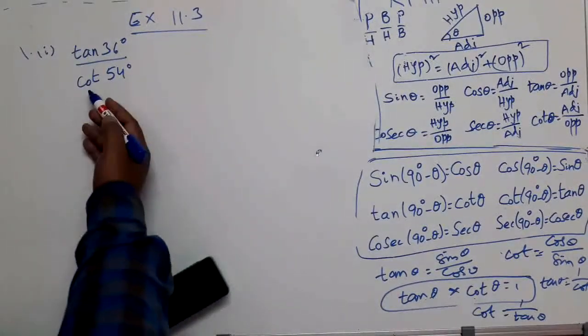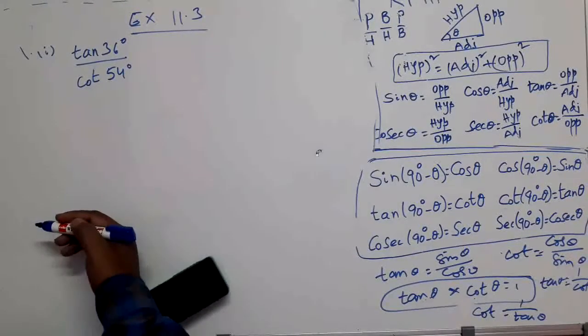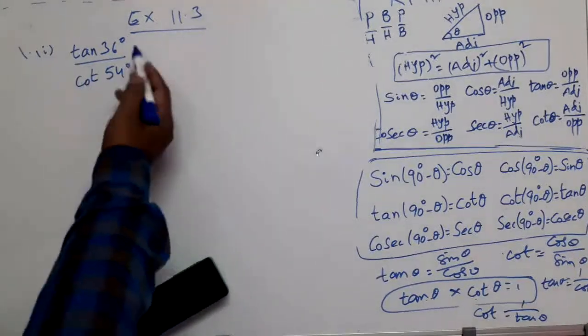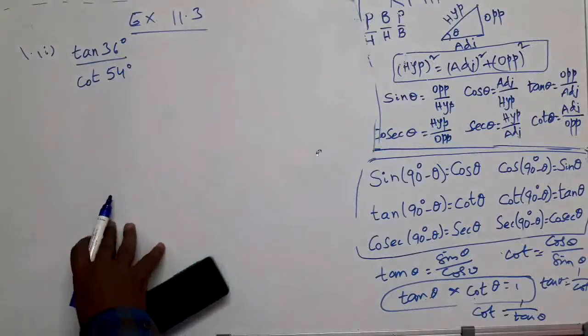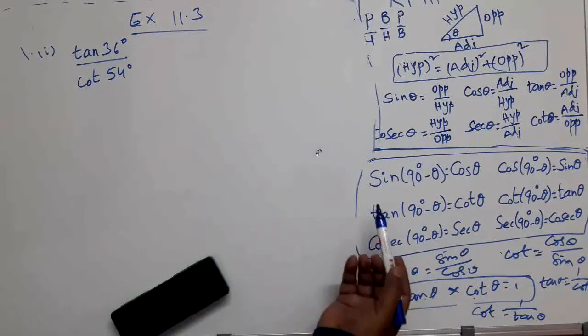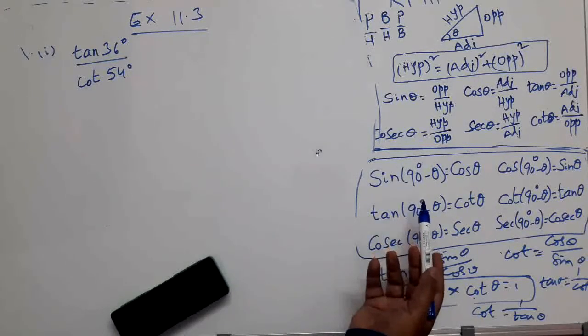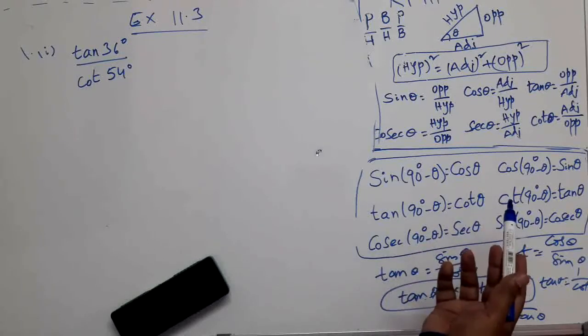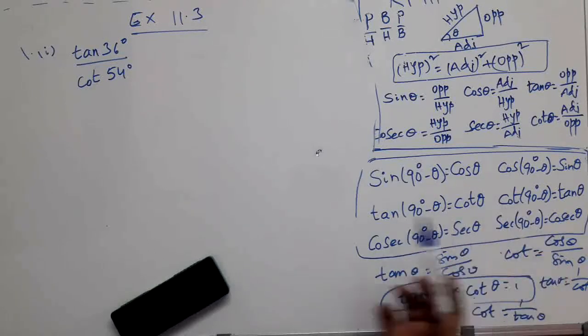No. Do you know the value of cot 54 degrees? No. So, you cannot substitute the value directly and you cannot simplify. So, what else can you do? Yes. Now we have learned these 6 new formulae. Sin 90 degrees minus theta can be written as cos theta, cos 90 degrees minus theta can be written as sin theta, and so on.